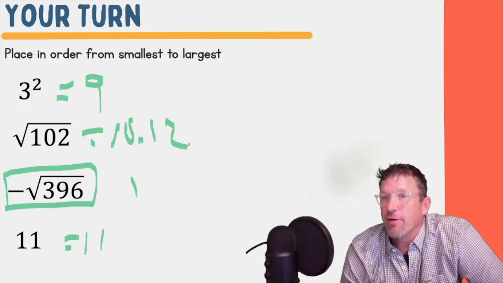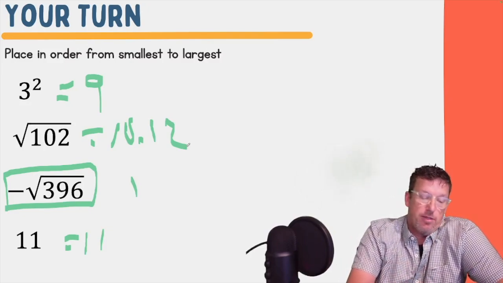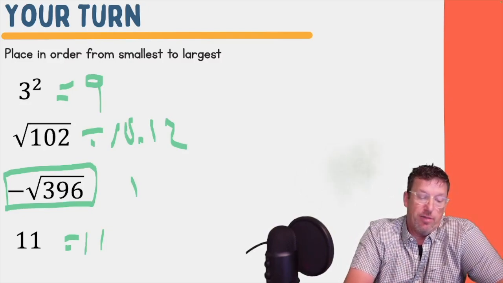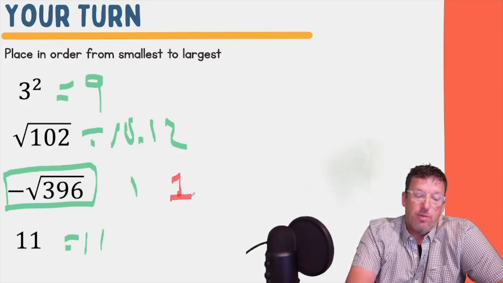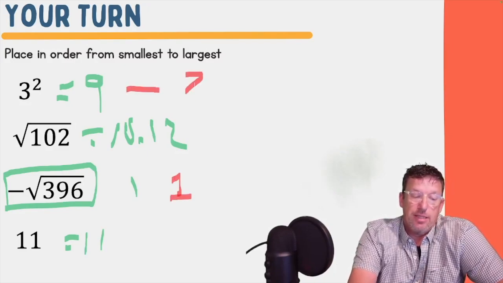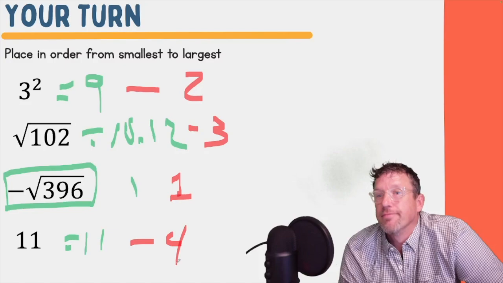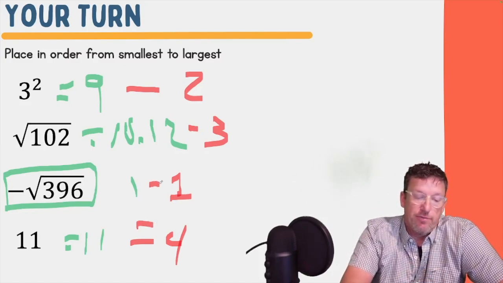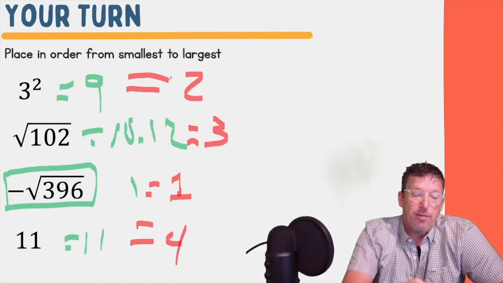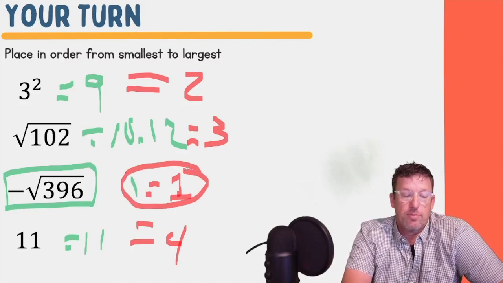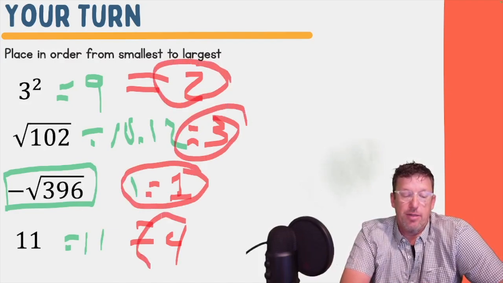Now it's easy to figure out, right? What's the smallest number? The smallest number is our negative number. So this would be our smallest. What's our next smallest? 9. What's the next smallest? 10. And what's the next smallest? 4. Okay, those look like negatives. Let me put equals in front of them. So the smallest, and then they just get bigger and bigger and bigger.